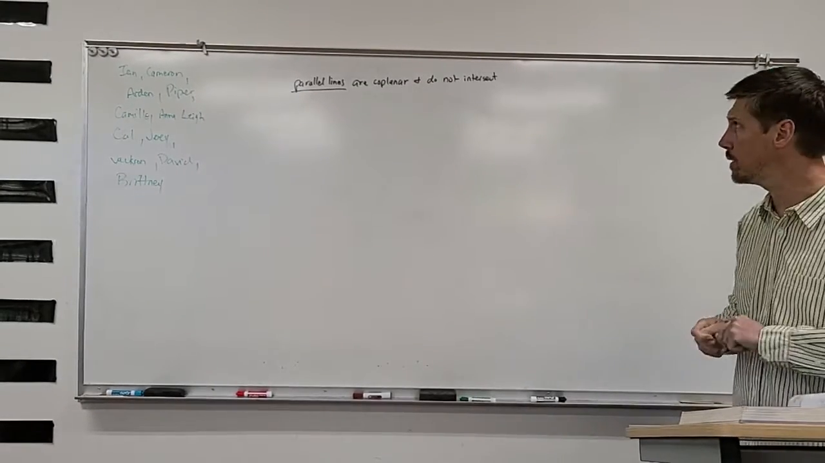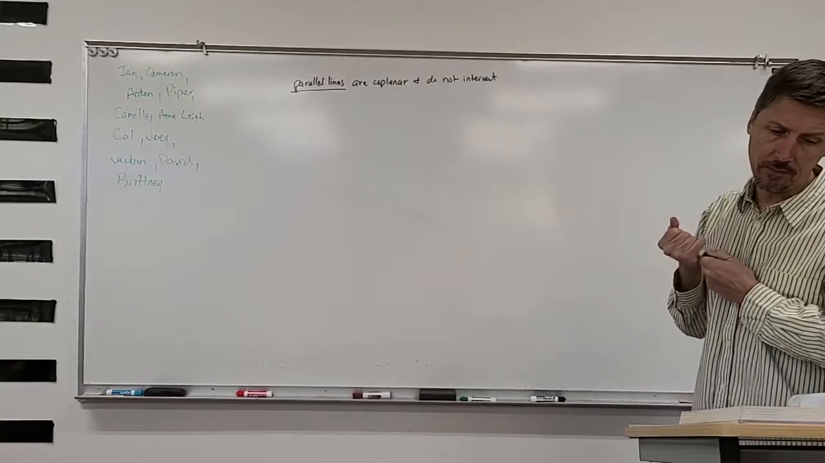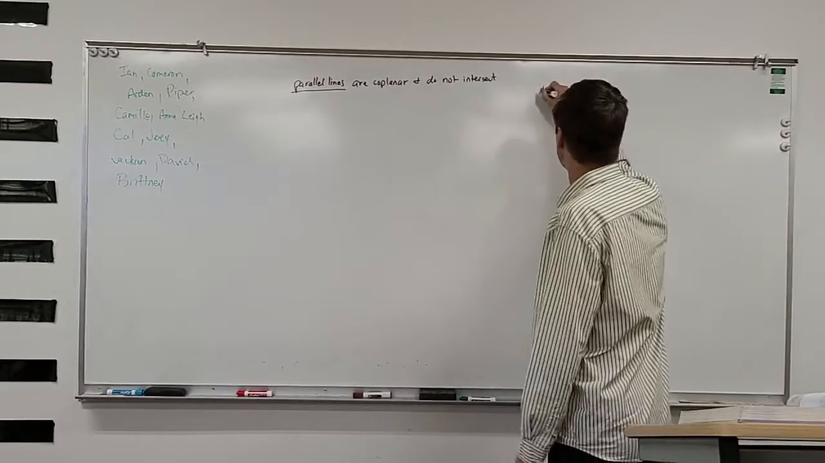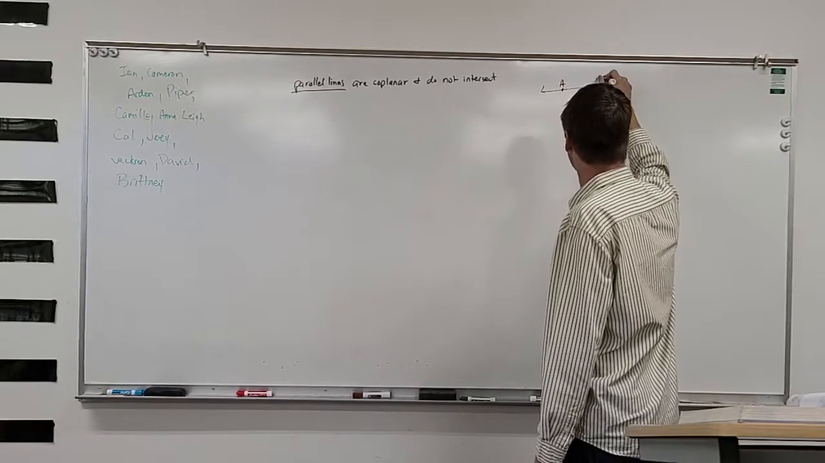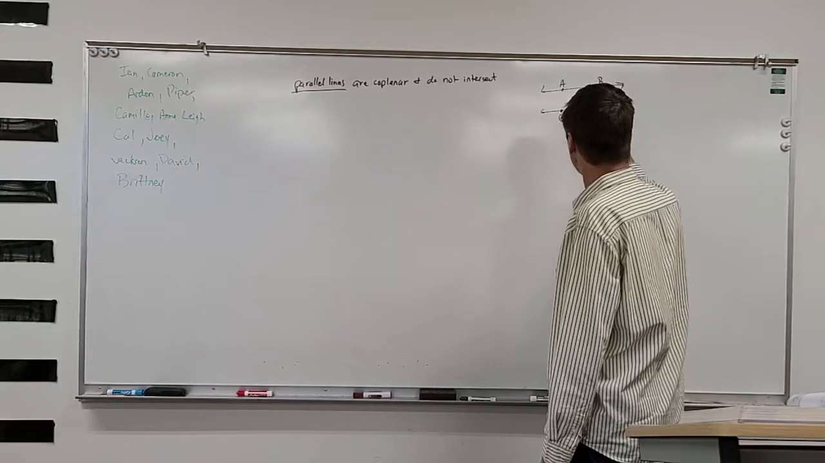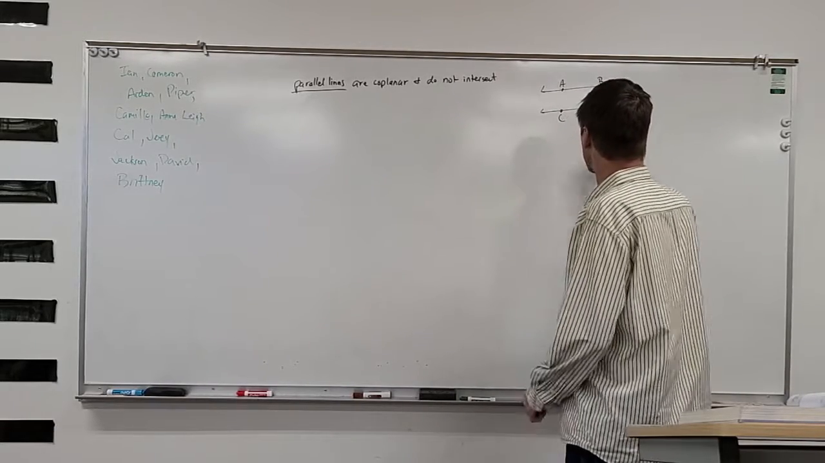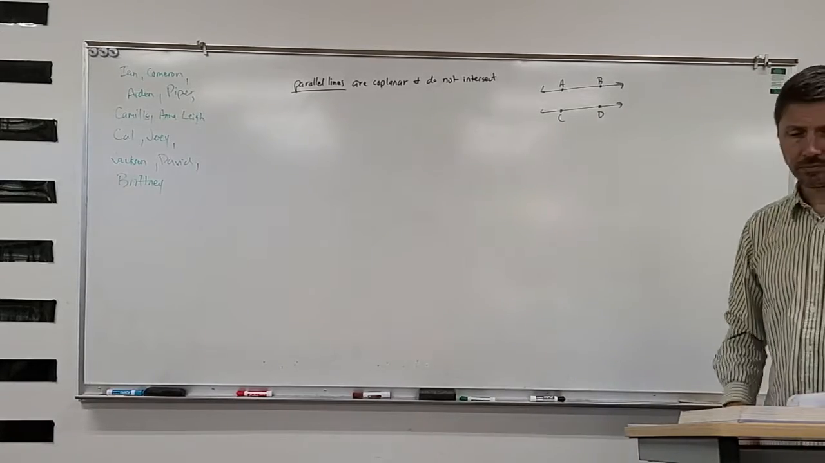Parallel lines are coplanar and they do not intersect. All right. So if I have a line, let's label it AB, right? And we got another line, CD. These lines are on the same plane.